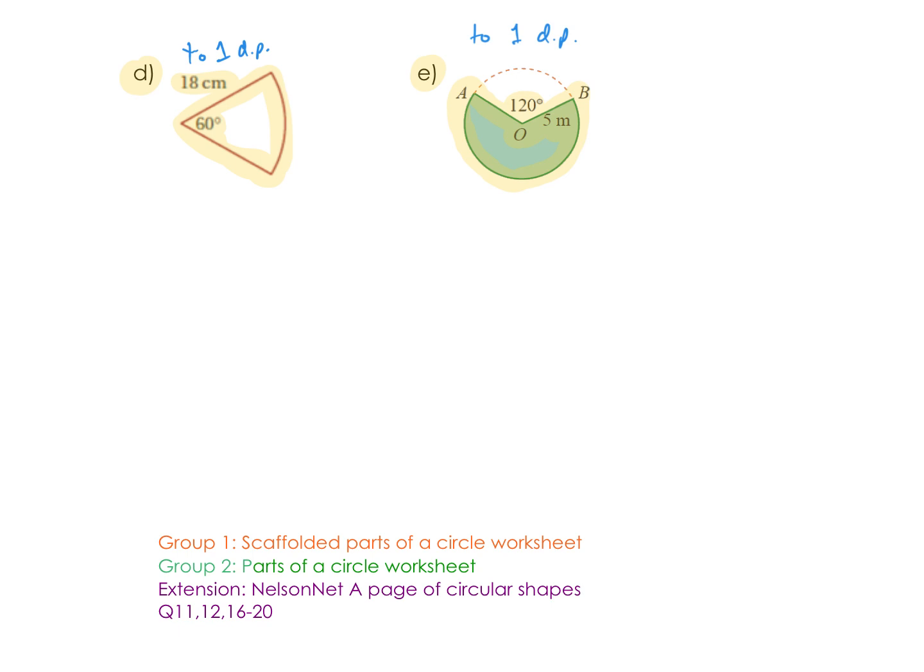Same strategy: curly part, straight part, straight part. Perimeter is the curly part plus the straight part. Now I need to know what fraction of a circle I've got here. I've got a little arc. It's called an arc. What fraction of the circle is my arc?